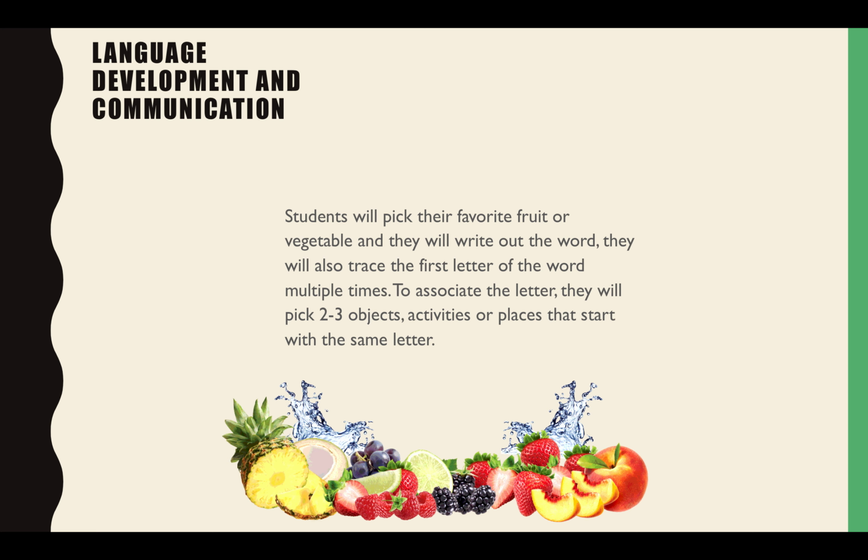For the language development and communication domain, students are going to pick their favorite fruit or vegetable. Then they're going to write out that word. So if their favorite fruit is an apple, they'll write out the word apple. And the word apple begins with the letter A. So they're going to trace that letter multiple times on a sheet of paper, whatever number we decide is necessary. And to help them associate that letter even better, they're going to pick 2 to 3 objects, activities, or places that start with the same letter. So if they pick apple, another place they could pick would be, say, Alabama. Or they can pick an object that also starts with the letter A, just to help them associate the letters better.